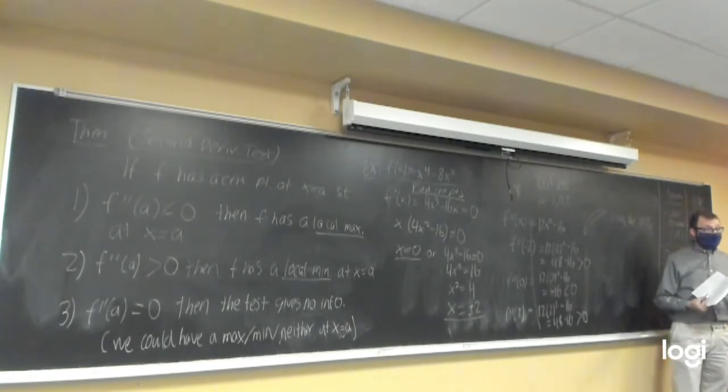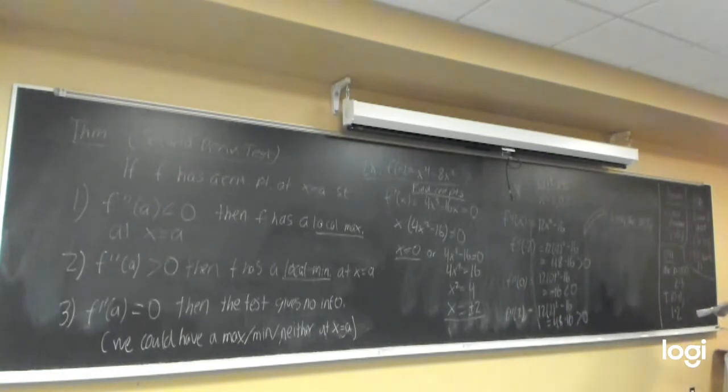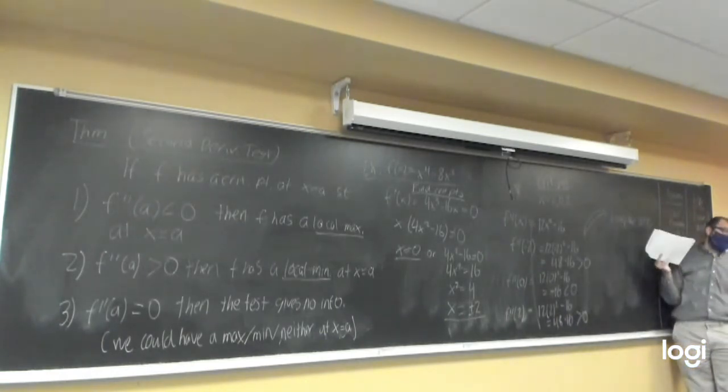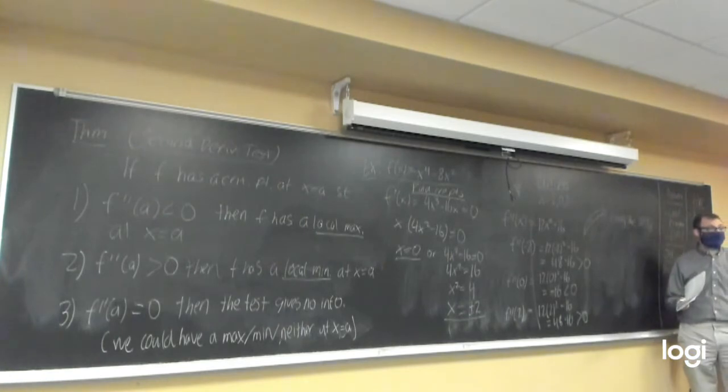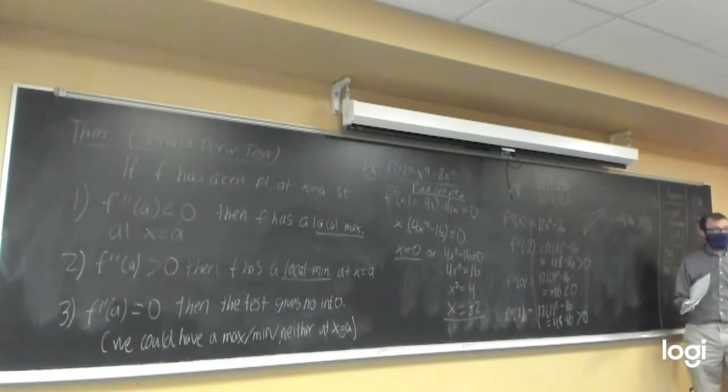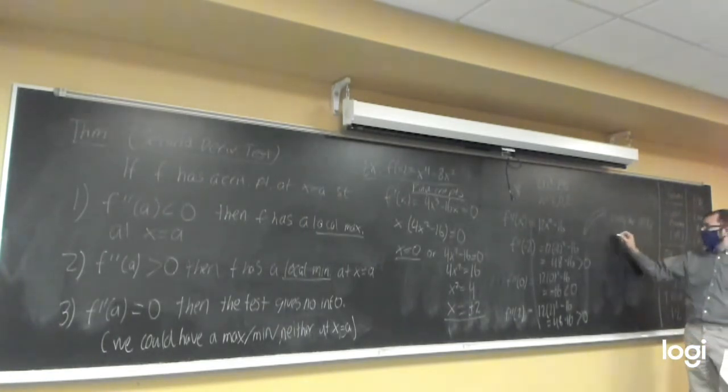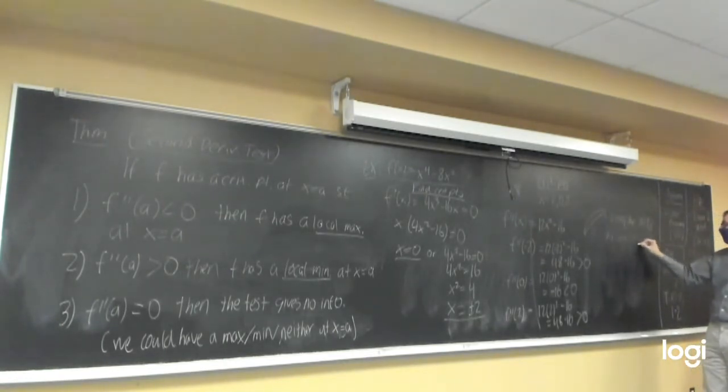So, Jack, what's happening at our 3 critical points then, according to the second derivative test? Where are we going to have a local max versus local min? X equals negative 2, you'll have a local min. At x equals 0, you'll have a local max. At x equals 2, you'll have a local min.